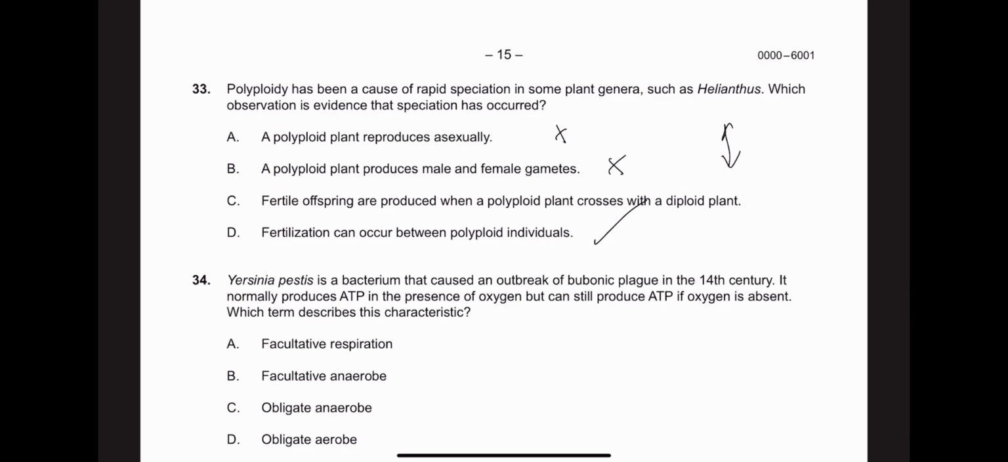They can interbreed with each other, members of the same species. So they can produce fertile offspring, essentially, and fertilization can occur. That essentially means fertile offspring can be produced, and that shows that speciation has occurred.